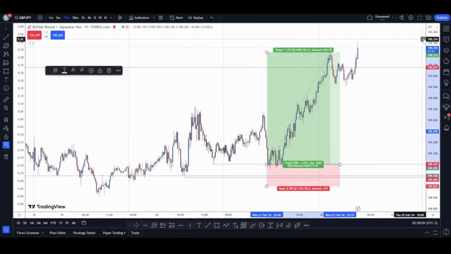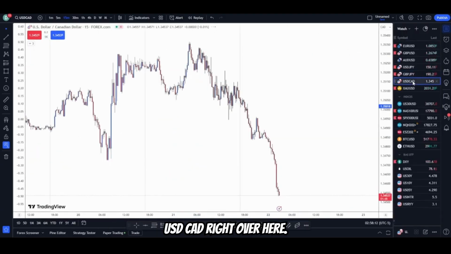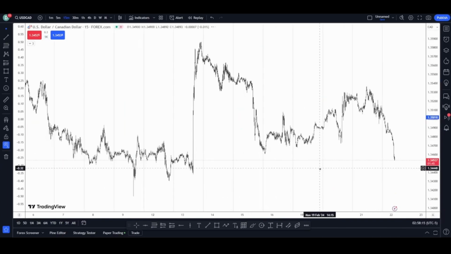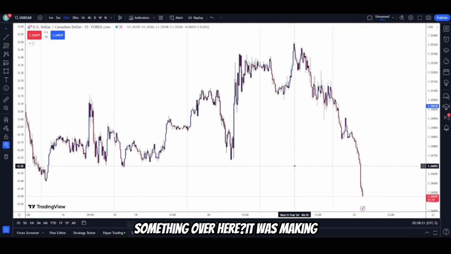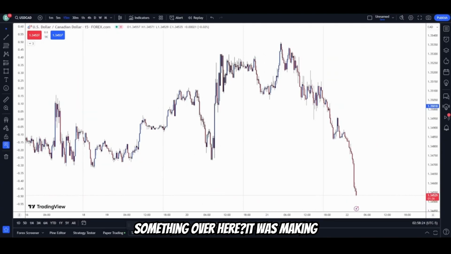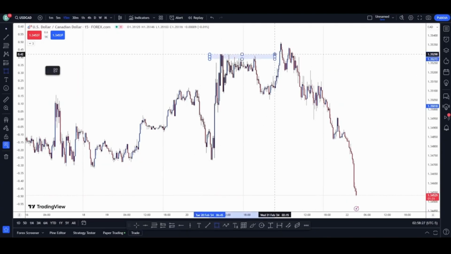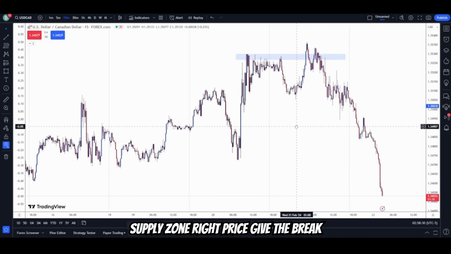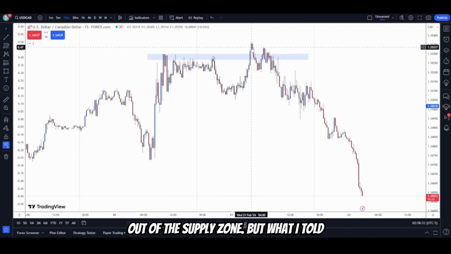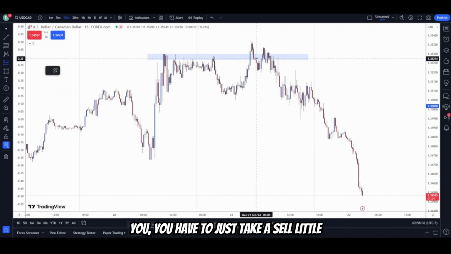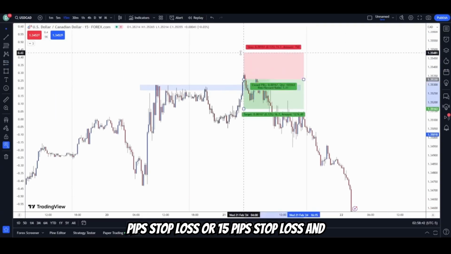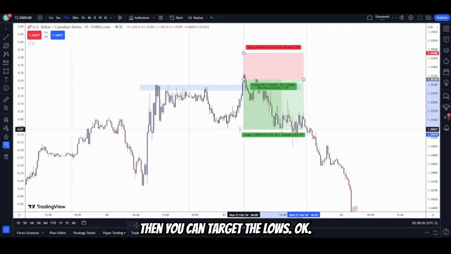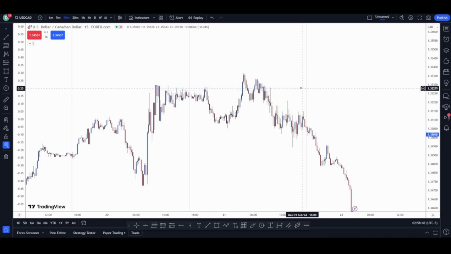So I should go on next. USD CAD right over here. Now look closely, okay? Can you guys see something over here? It was making a supply zone, right? Price gave the breakout of the supply zone. But what I told you, you have to just take a sell a little bit above the supply zone like this, and you have to put like 20 pips or 10 pips or 15 pips stop loss, and then you can target the lows, okay?